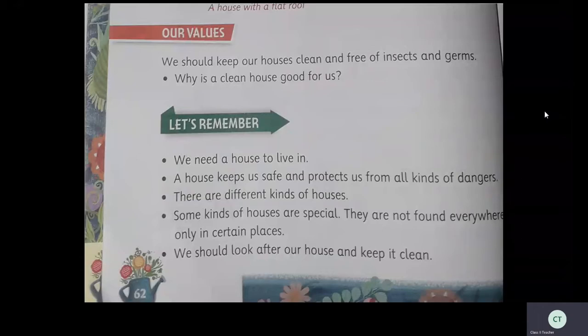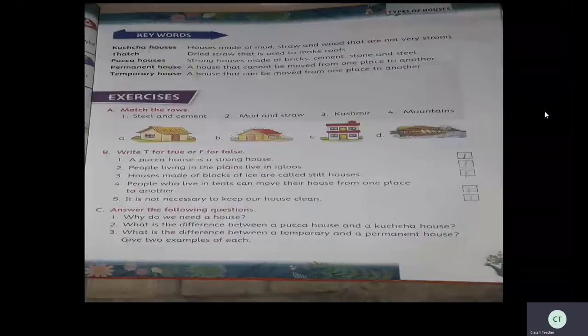Then children, next page 63, keywords. Let us see some meanings of the words. First one is kacha houses. Houses made of mud, straw and wood that are not very strong. See, kacha houses are not very strong because they are made up of just mud, straw and wood.